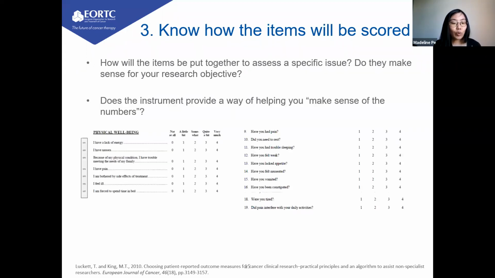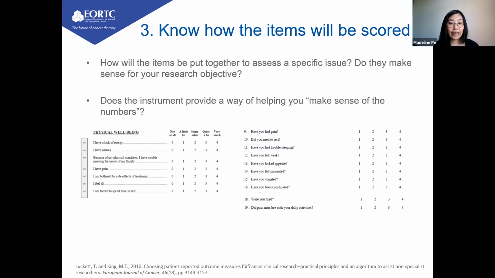Okay. So how will these items be put together to assess a specific issue? Do they make sense for your research objective? And I think something we always forget is: does the questionnaire actually provide a way to help you make sense of the number? So you get a number, does it really mean anything to you? What does that mean?